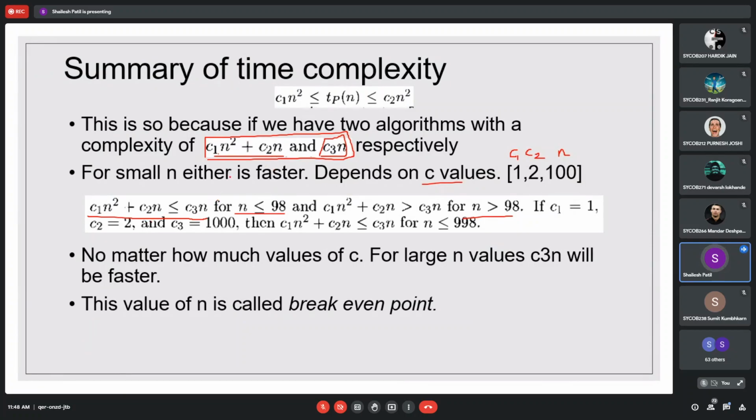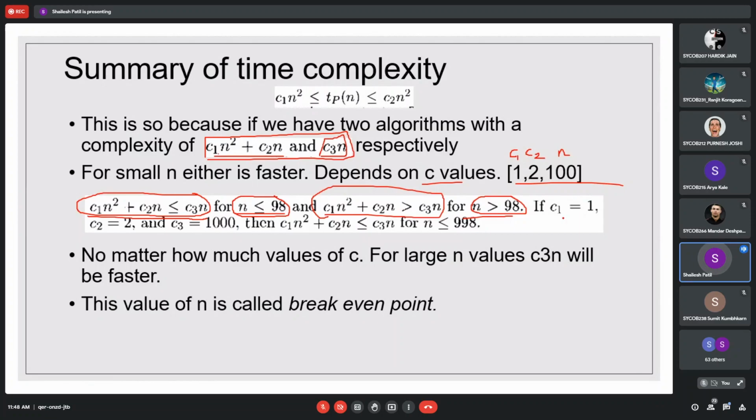What is the motive of this particular thing? We'll just see this example with this value. If we consider this formula, it is given as C1 n square plus C2 n less than or equal to C3 n. It will work for some values of n which are less than 98. But once n is greater than 98, it will be in the reverse way.